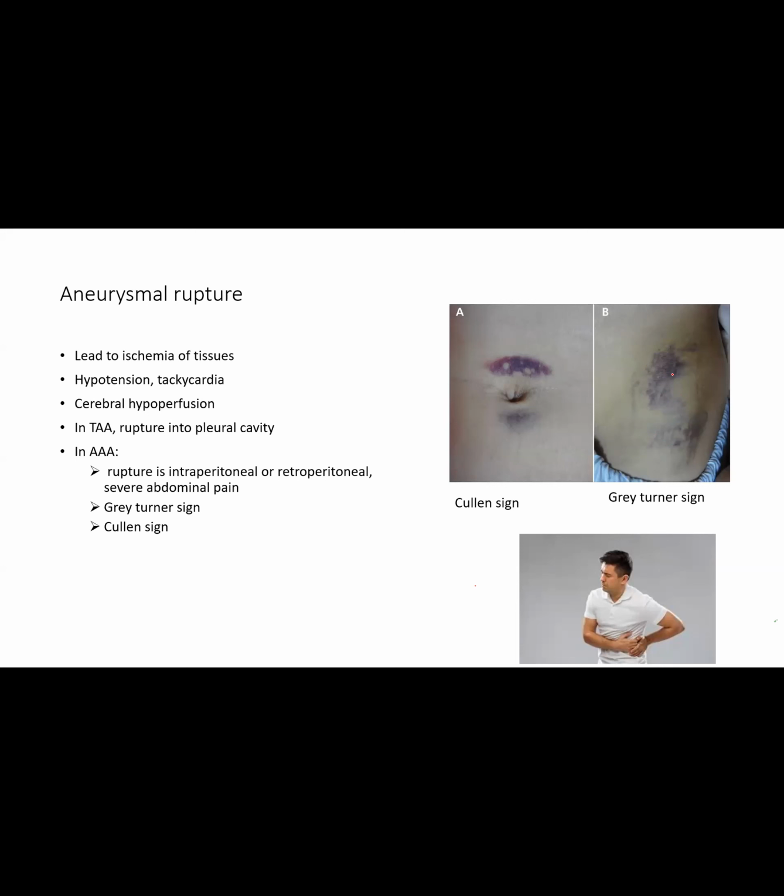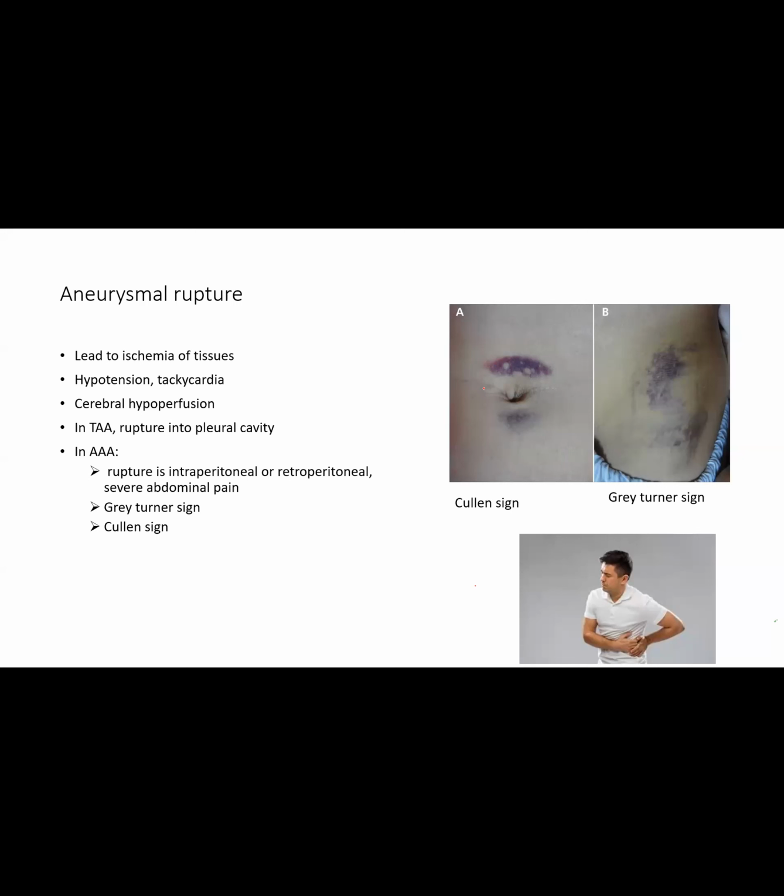Also Cullen sign, this is basically characterized by periumbilical ecchymosis, and this occurs due to retroperitoneal blood extending into the periumbilical subcutaneous tissue. So in Cullen sign, as a result of rupture, the blood leaks out into the periumbilical subcutaneous tissue, that basically blood is leaking out in the area of subcutaneous tissue or the periumbilical region.